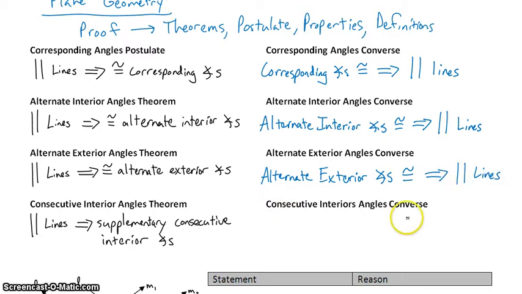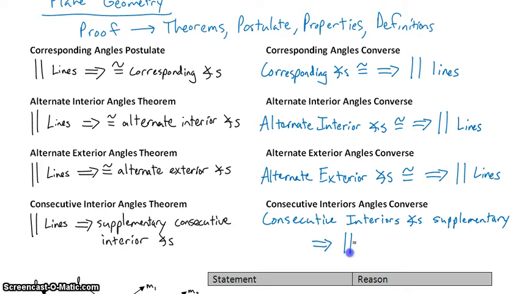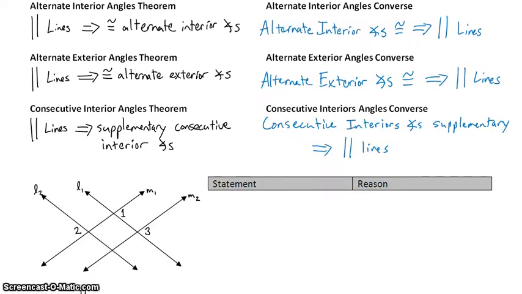And the last converse, if I can prove that my consecutive interior angles are supplementary, then I can conclude that my lines are parallel. In order to prove that I have parallel lines, I need to figure out something about the angles. Let's look at a proof.